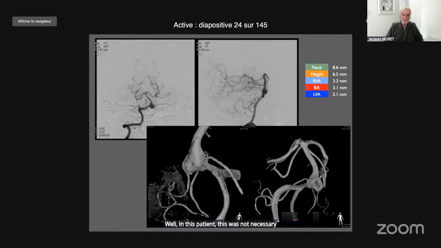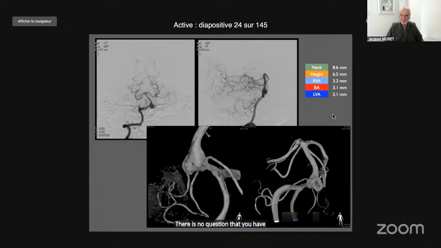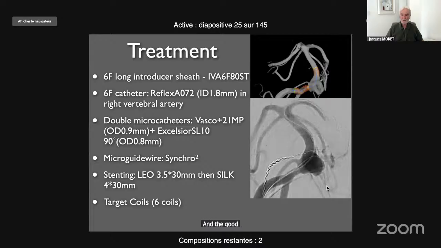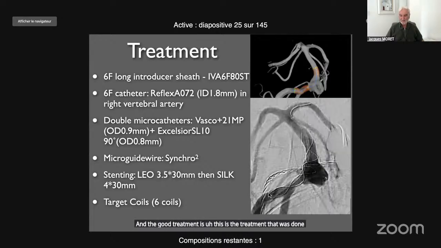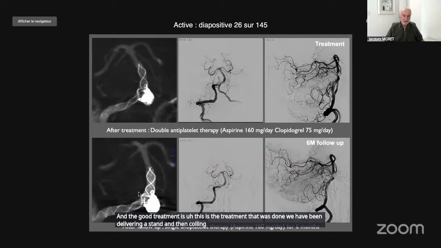You know, the cerebral artery was arising from the sac, which is a potential part of the problem. But nevertheless, I think it is a very, very dangerous aneurysm. This patient got a bleed in a dissecting aneurysm. There is no question that you have to give the best chance for the patient to get a good treatment. And the good treatment is, this is the treatment that was done. We delivered a stent and then coiling and then a flow diverter in the stent.